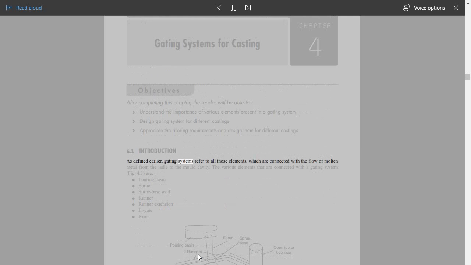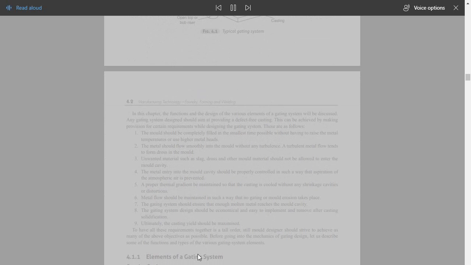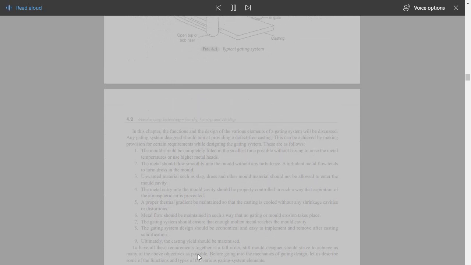As defined earlier, gating systems refer to all those elements which are connected with the flow of molten metal from the ladle to the mold cavity. The various elements that are connected with a gating system, Fig. 4.1, are pouring basin, sprue base, well runner extension, ingate, riser. Pouring basin, runners, sprue base, open top or bob riser, ingate, casting. Fig. 4.1 Typical gating system. 4.2 Manufacturing technology: foundry, forming, and welding.